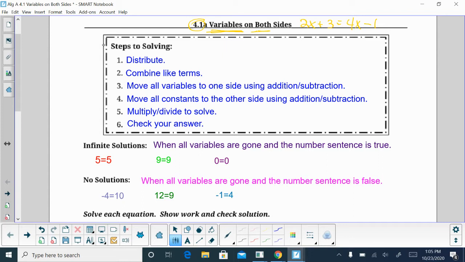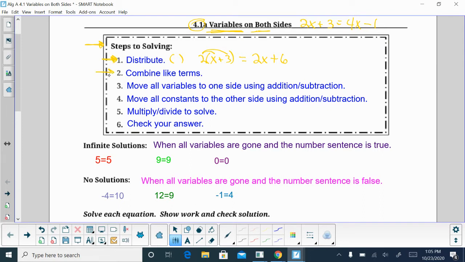And so we have 6 steps here to help us solve an equation that has variables on both sides. First things first, distribute. That's what we have to do when we have parentheses. For example, let's suppose we have 2 times the quantity x plus 3. Okay, so if you remember, distribute means to multiply everything inside the parentheses times 2. So 2 times x, and then 2 times 3, which is 6. So distribute first. You got to get those parentheses out of there.